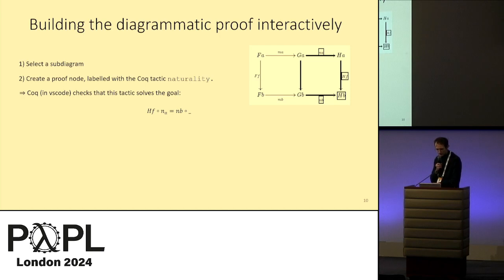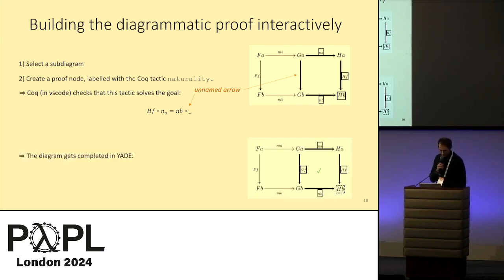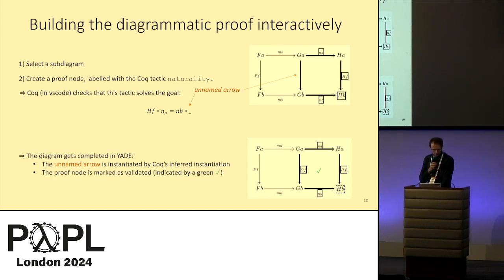So you see this arrow here is unnamed, so it will be converted into an instantiation variable, evar, in Coq. And so after that, the diagram gets completed in the editor, because Coq is smart enough to guess what the unnamed arrow is, so it will rename the arrow accordingly, and also the proof node will be saved and marked as validated. So this is a green check mark here.